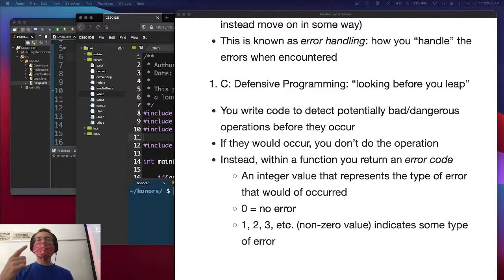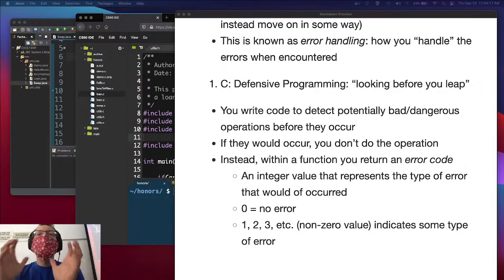1 would indicate an error of type 1. 2 would indicate an error of type 2, etc. Right? And giving these semantic meaning, we're going to talk about that too. Semantic meaning, as in, these are just magic numbers. Where the heck did they come from? 1, 2, 3, right? And you don't want a program like that because those are mysterious numbers that you have no idea what they stand for.